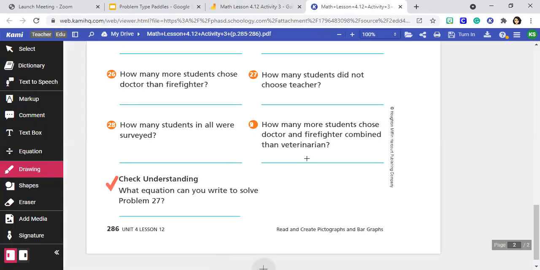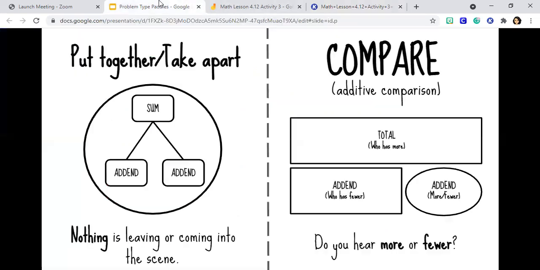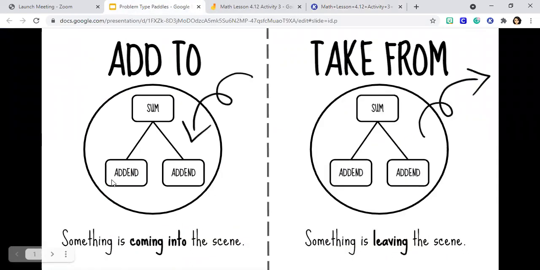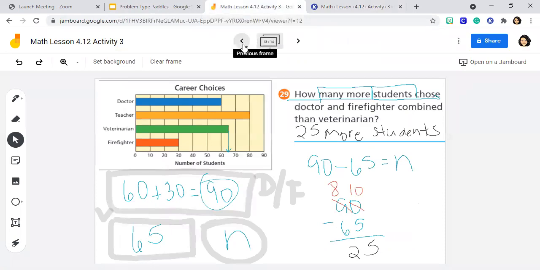When you feel you have a good grip on these, you can always move forward into a Think Central assignment if your teacher has given you one. My students do have one. Your check for understanding down here is asking you to write an equation that you can solve number 27. Now, 27 is the one that I made a mistake on in the first place.